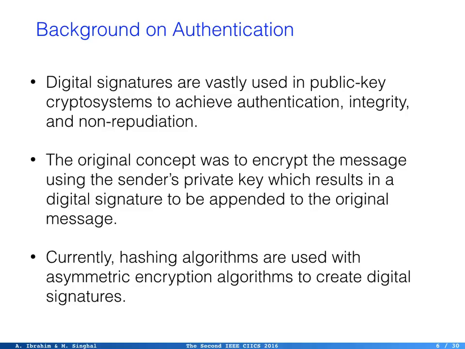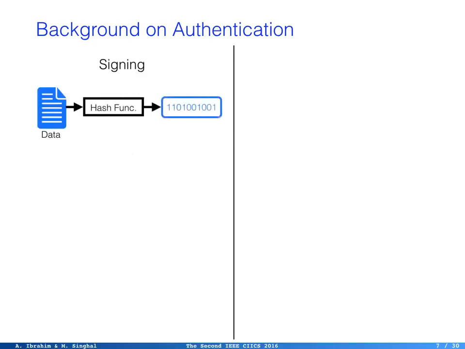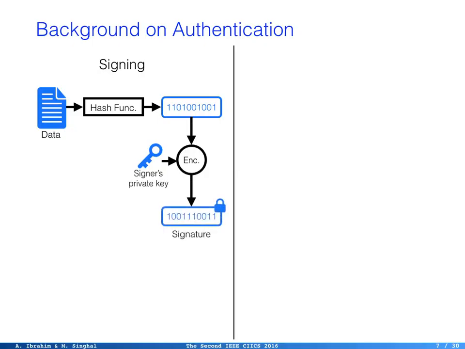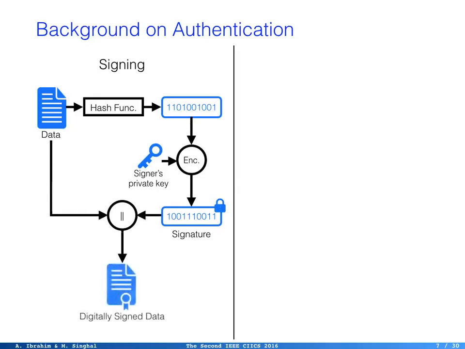To remedy the complexity of signing the whole original message and to avoid the possibility of finding a forged message, hashing algorithms like MD5 and SHA-1 are used with asymmetric encryption algorithms. To create digital signatures, a message digest is generated and then encrypted with the sender's private key. The message and the signature are concatenated together to form the digital signature.